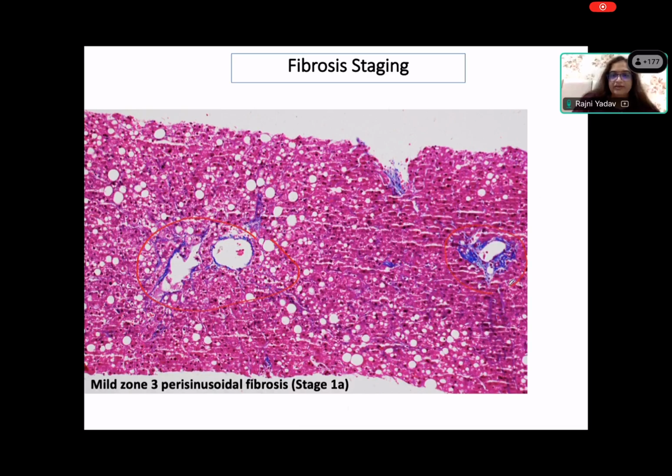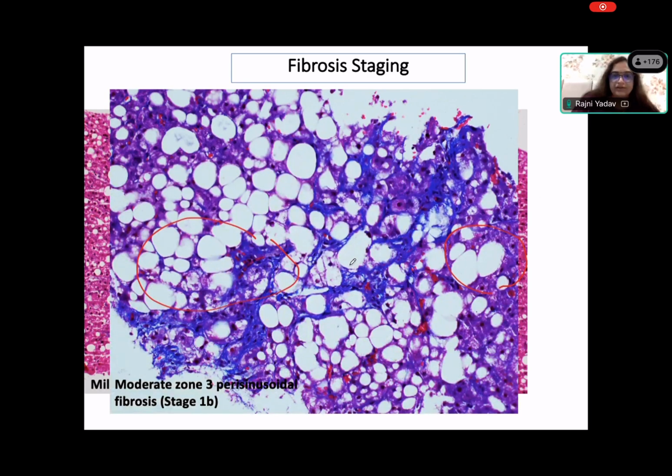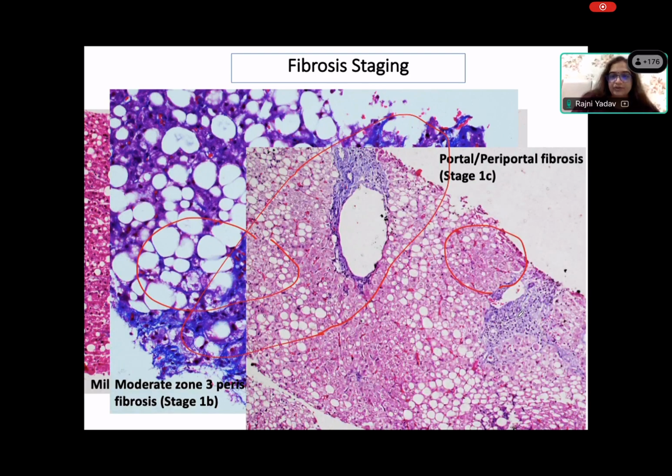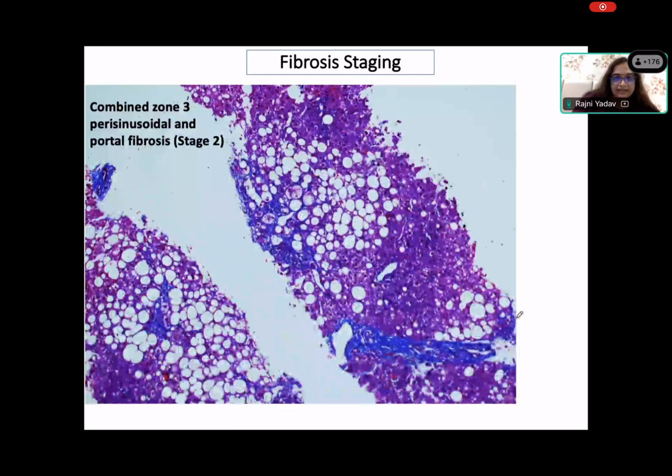Now see, that's the portal area, and it looks fine. In this case, the fibrosis has become thicker, but it is again creeping along the sinusoids in between the steatotic hepatocytes. So that is 1B. Here we have portal fibrosis only, so that's 1C. Now here we can see perisinusoidal fibrosis, and we also have some portal fibrosis. So that becomes stage 2 fibrosis.